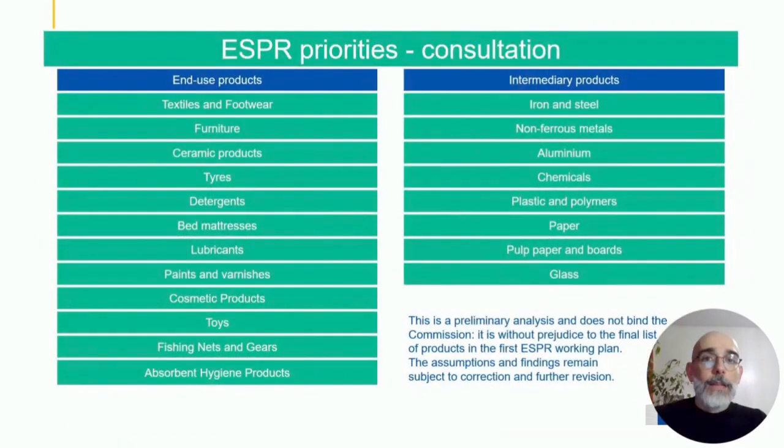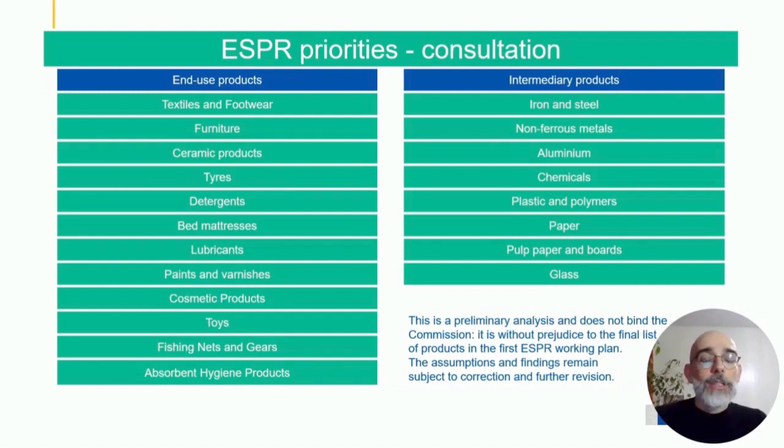In the same way as the Construction Products Regulation, the Eco-Design for Sustainable Products Regulation launched a consultation until mid this year to define what are the priority products that they are going to address. So here you have the list that was in the consultation. It is not the final list. The final list will be decided afterwards, depending on the outcome of this consultation.